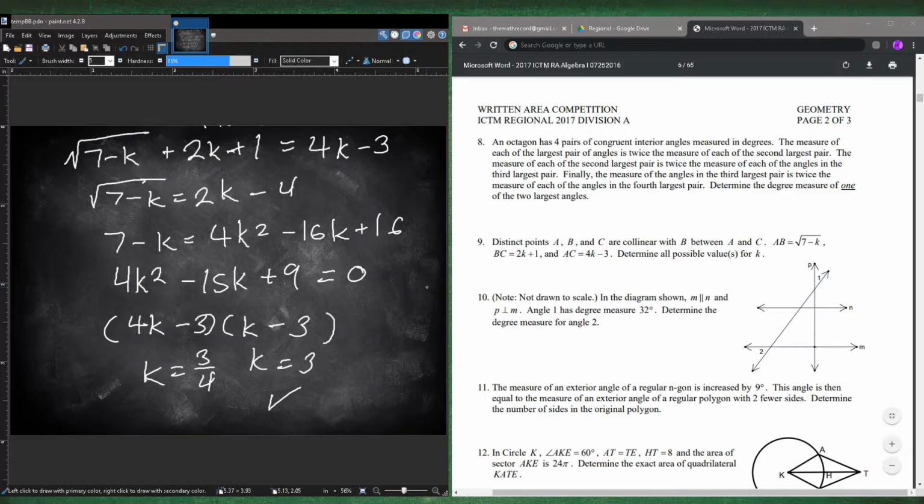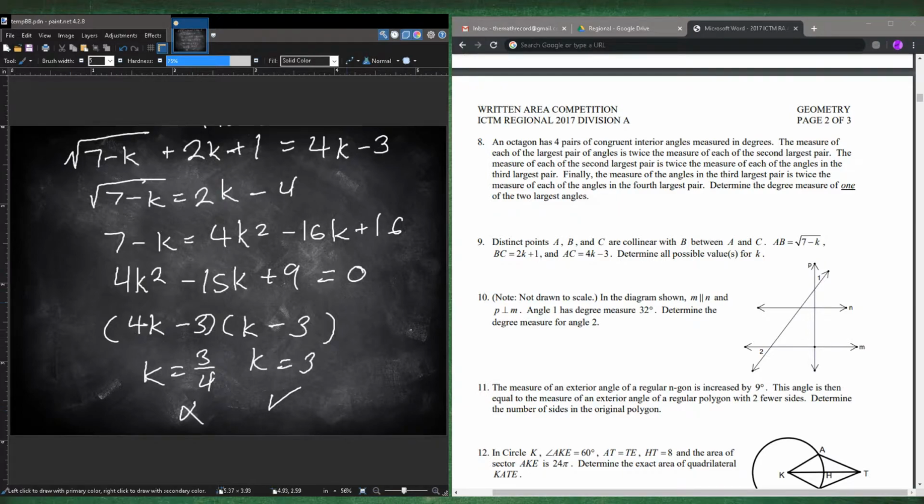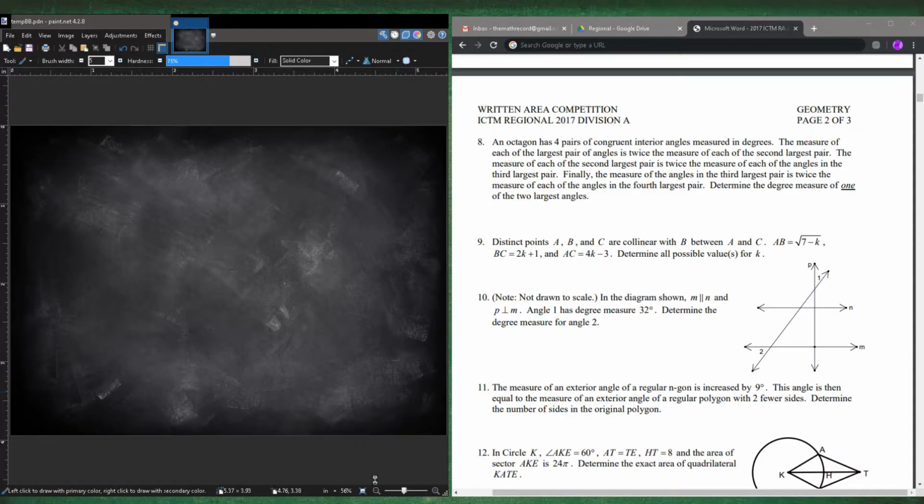Okay, AC cannot be equal to 0. It has to be 1 or above. It has to be greater than 0. It has to be positive. So this answer does not make sense. So the only possible answer is 3, because of extraneous solutions. So number 9 is just 3.